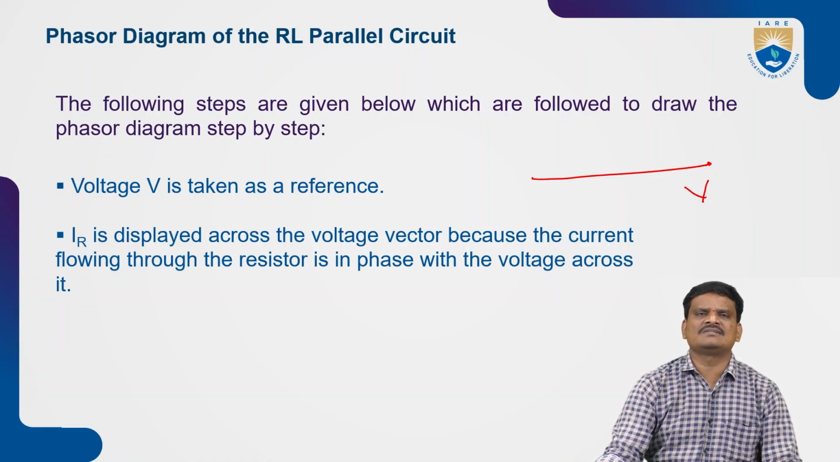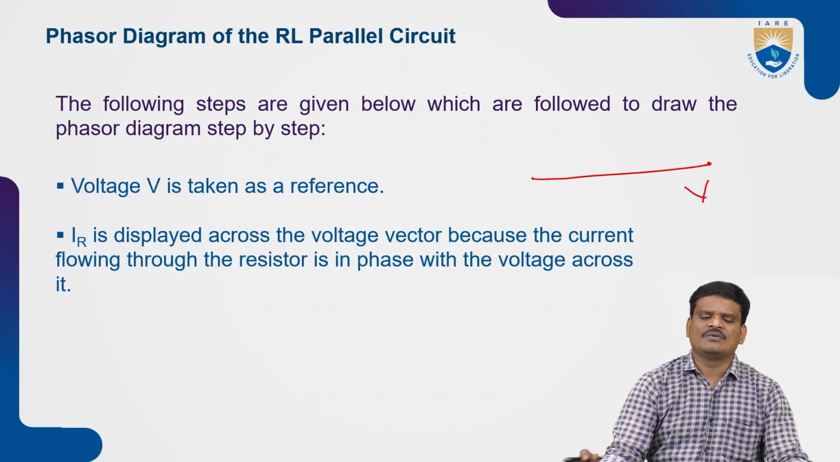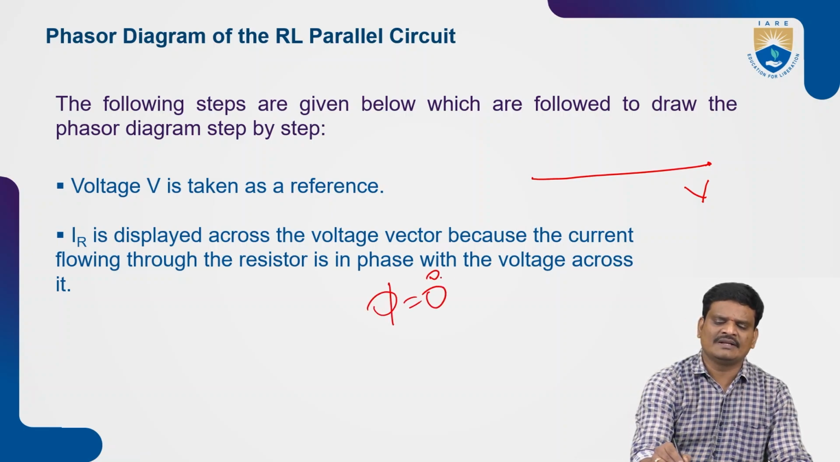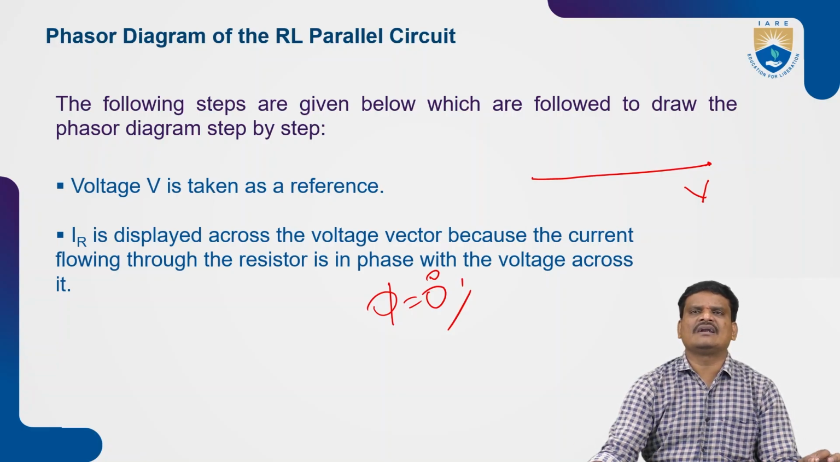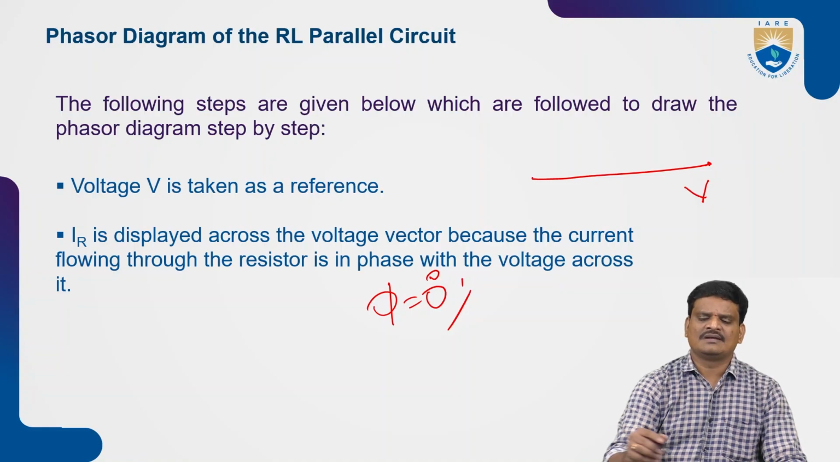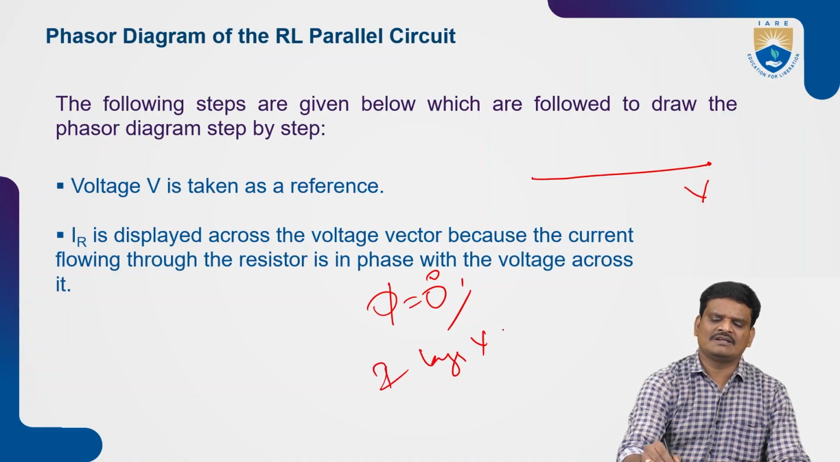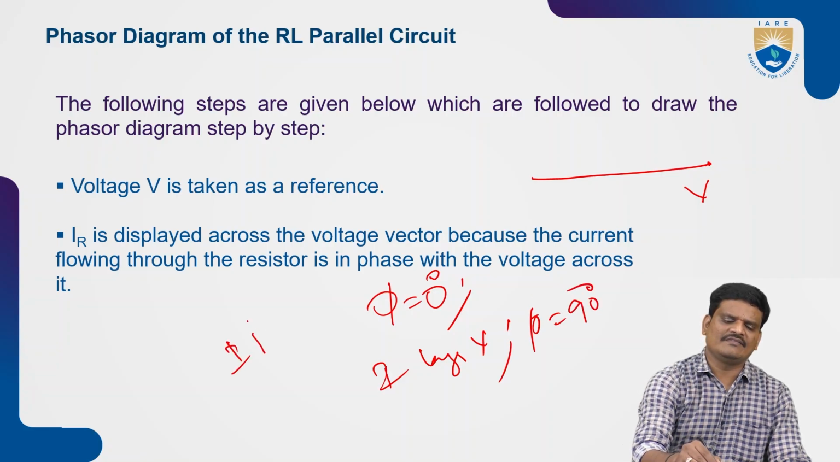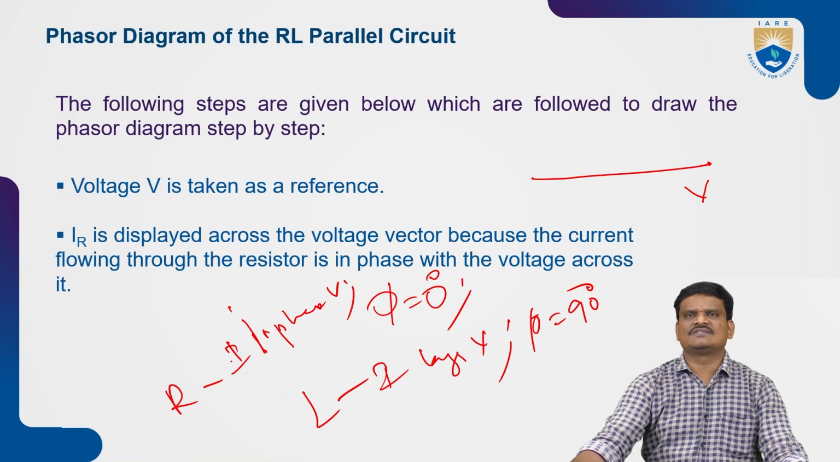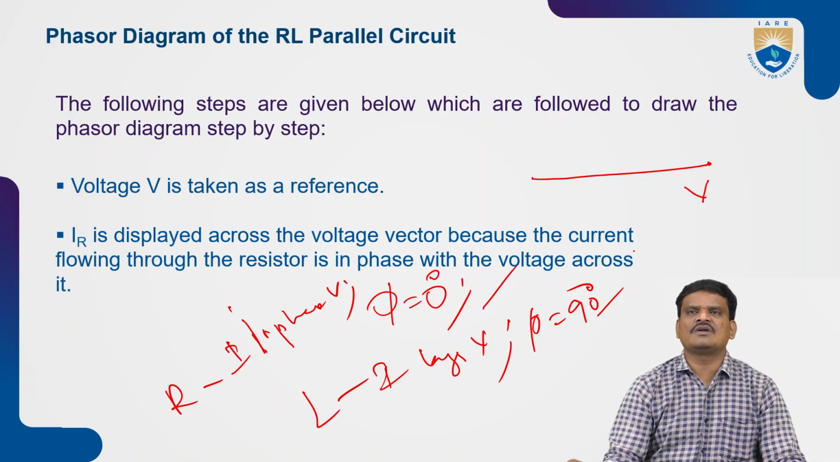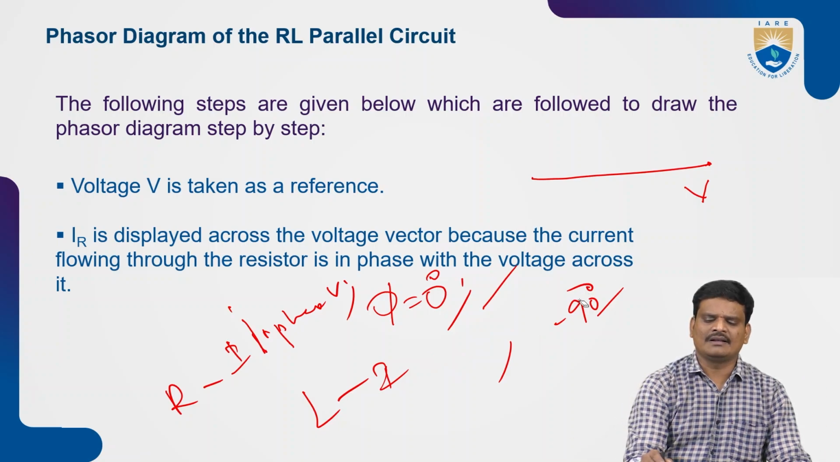Current will always be in phase with the voltage, where the phase difference is maintained as 0 degrees. Similarly, the property of an inductor is that current will always lag the voltage, where the phase angle is 90 degrees. Current is in phase with voltage in the case of a resistor. By using these two properties, now you need to plot the phasor diagram for a parallel RL circuit.